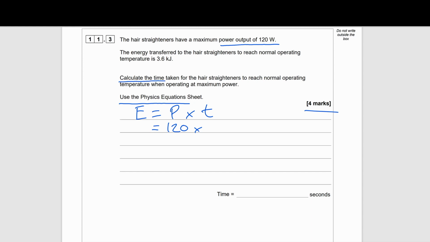We need to calculate the time, but energy is given, which is 3.6 kilojoules. We need to again convert that to our standard unit of joules, multiplying by 1,000, so that will be 3,600. To leave t, time, on its own, we need to move our 120 to the other side. The opposite operation to multiplication is division. So 3,600 divided by 120 will equal our time. So that means our time should be 30 seconds.